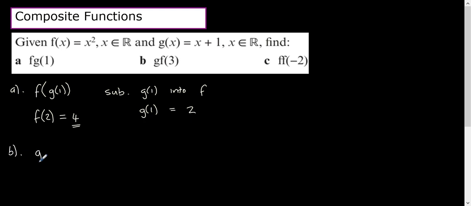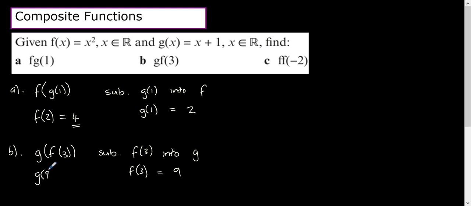Let's do the same thing for part B. This time we're working out g of f of 3, which means we are going to substitute f of 3 into g this time, the other way around. We can work out that f of 3 is going to be 3 squared, which is 9, which means we're working out g of 9, which is 9 plus 1, which is 10.